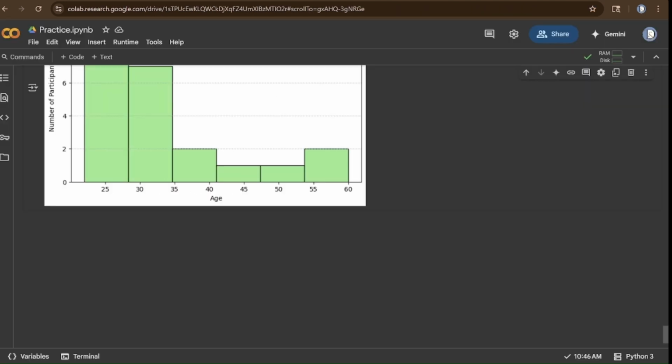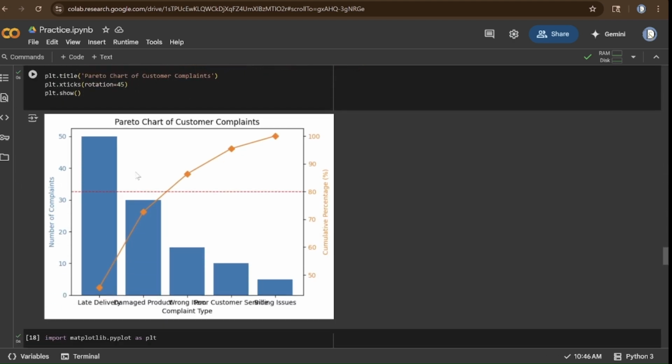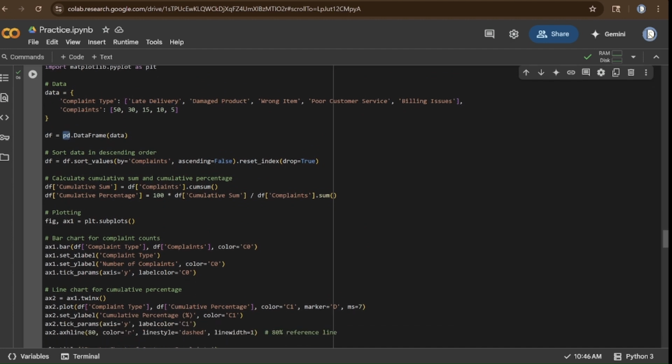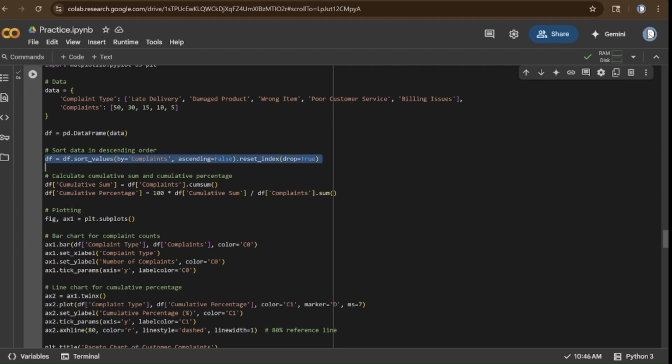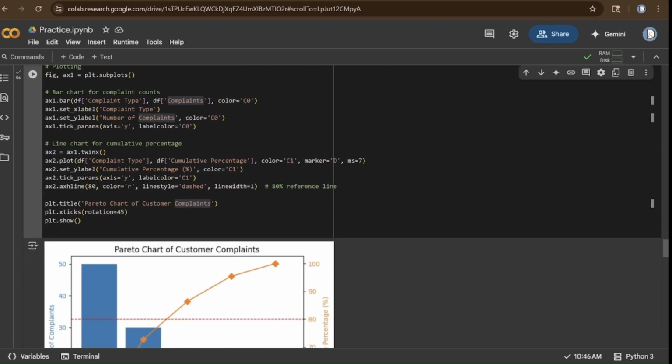Okay, so now let me show you one example. See here. Different types of customer complaints. Late delivery, damaged product, wrong item. Data frame is created, and now first you have to sort the values in descending order, and then you are calculating the cumulative percentage. Right? So after that you are just simply doing the plot.